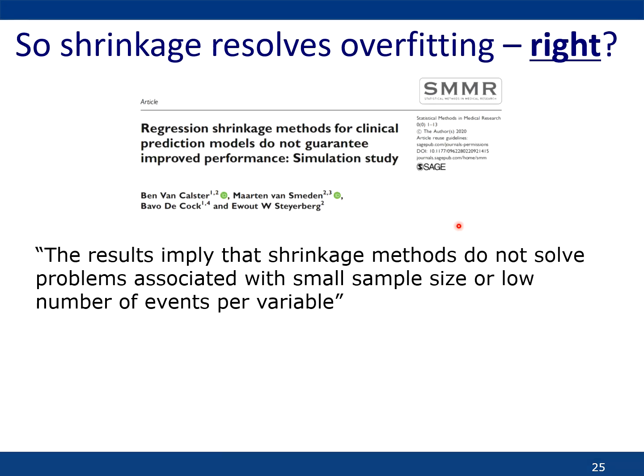This has also been found recently by a paper by Ben Van Calster and colleagues, and again, a similar conclusion. The results imply that shrinkage methods do not solve problems associated with small sample size or low number of events per variable. So this is a common message that's now coming across, people pushing back against these modern penalisation methods.